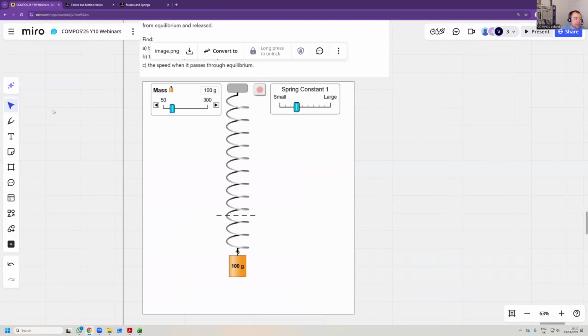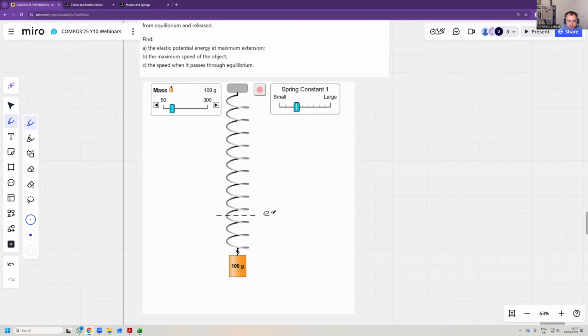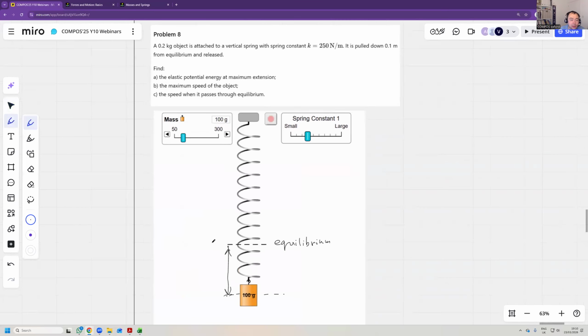So let's say that this is the equilibrium position. So the mass is here. It's been pulled down by a distance of, so this is 200 grams. It's been pulled down by 0.1 meters. The spring constant is 250 newtons per meter. Attached to the vertical spring, it is pulled from equilibrium.